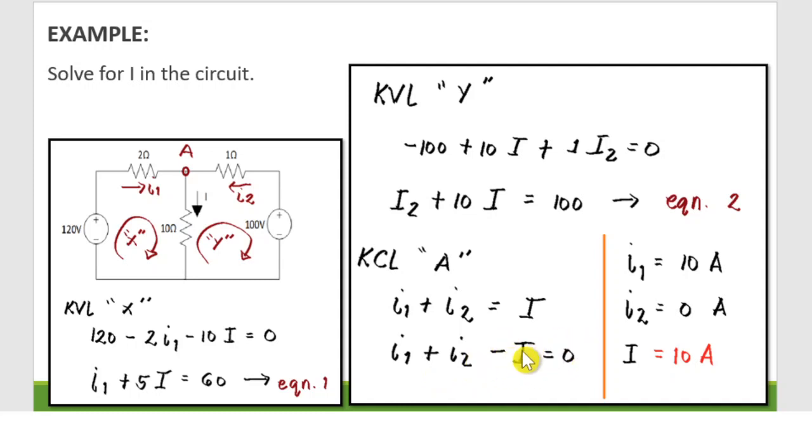Using your calculator, simultaneous equations, 3 unknowns, I1, I2, and I, it can directly be solved. The unknowns can directly be solved, where I1 equals 10 amperes, I2 equals 0 amperes, and I, which is the unknown for this problem, is equal to 10 amperes.